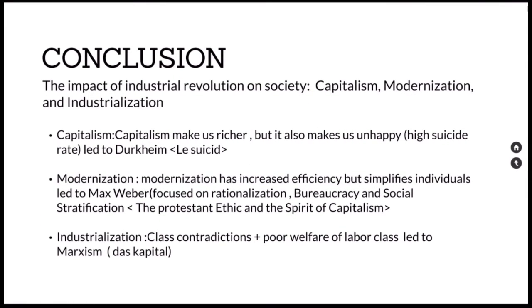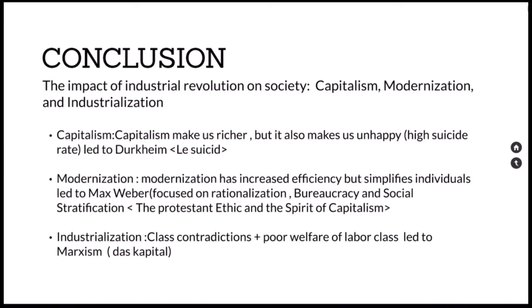Hi everyone. According to my classmates' work, I think everyone has a different understanding of the Industrial Revolution. For my part, I will focus more on the sociology theories and the impact of the Industrial Revolution on society. The impact can be developed in three parts: capitalism, modernization, and industrialization. First, let's briefly review what my classmates said.